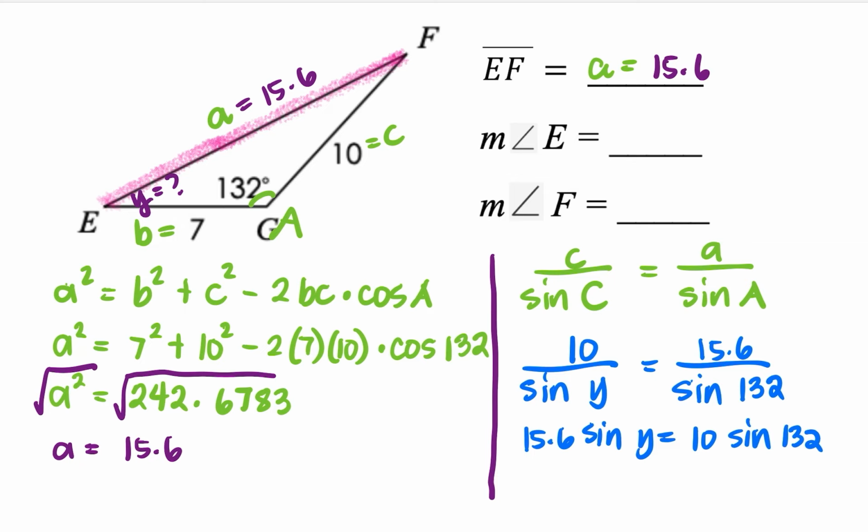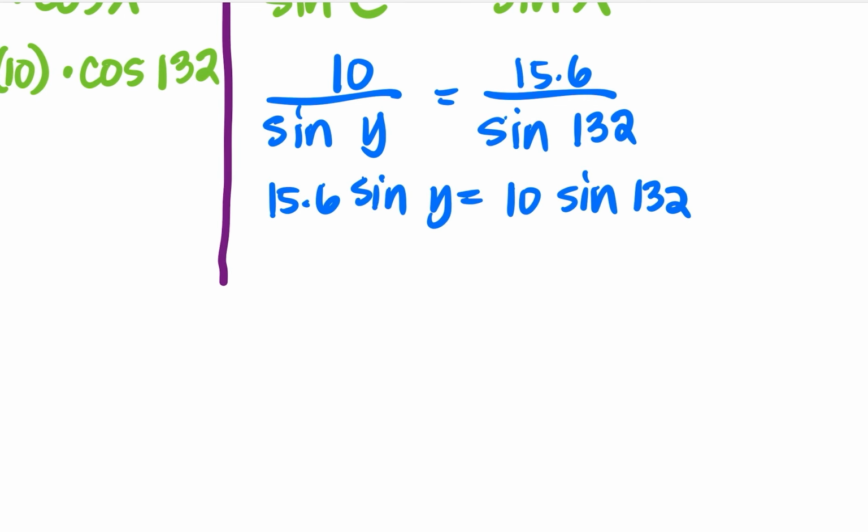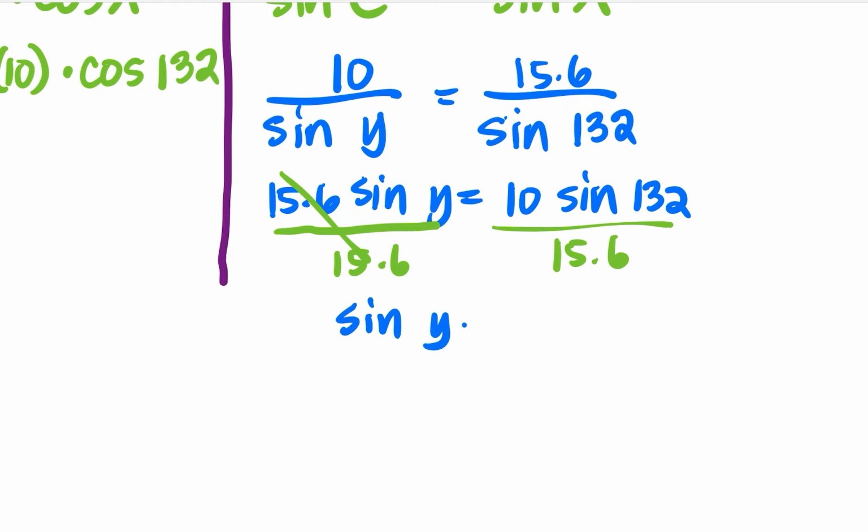Remember, we are trying to find the Y by itself. So we're gonna cross multiply. We did cross multiply, but I want to get the Y by itself, so I need to divide both sides by 15.6. So that cancels out. So we are left with sine Y equals, and we type this in our calculator.